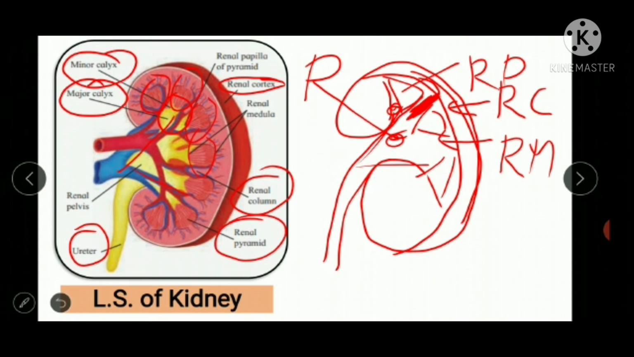The kidney is supplied with the red color portion which they have shown in the diagram. It is called as renal artery, and the blue color part which they have shown is called as renal vein, which collects the impure blood from the kidney.